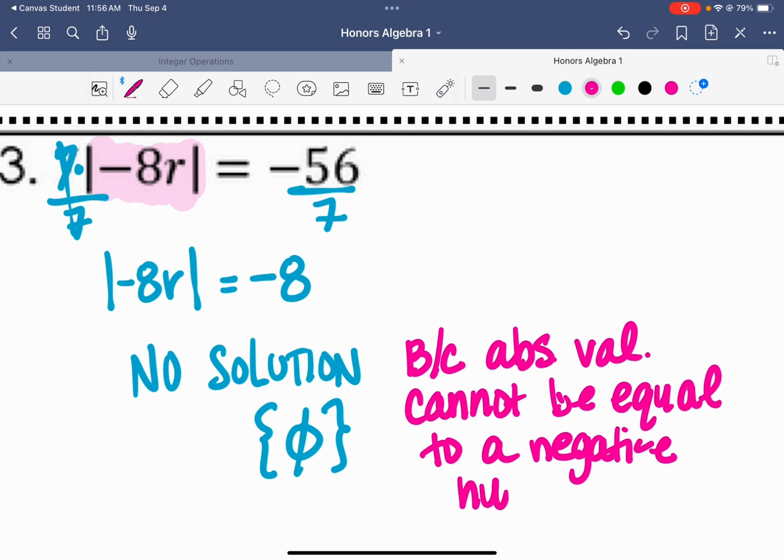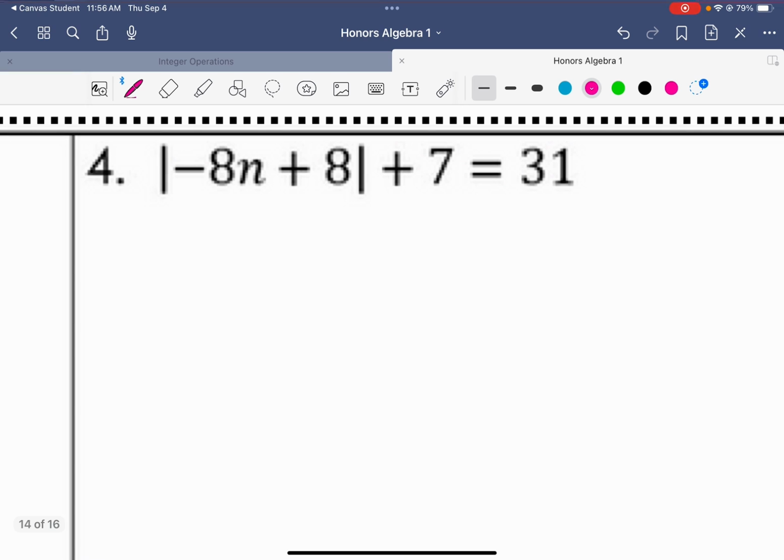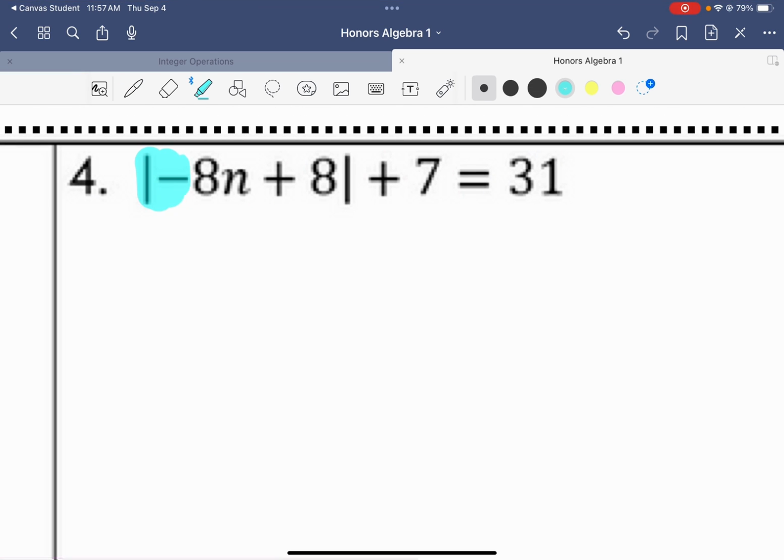So if you get an isolated absolute value, if it equals a negative number, no other work needs to be done. There's no solution. Okay? Let's try number 4. What would you do to get your isolated, not variable isolated? This time we're talking about our absolute value isolated, right? That's what we need isolated. Then I can do the splits.